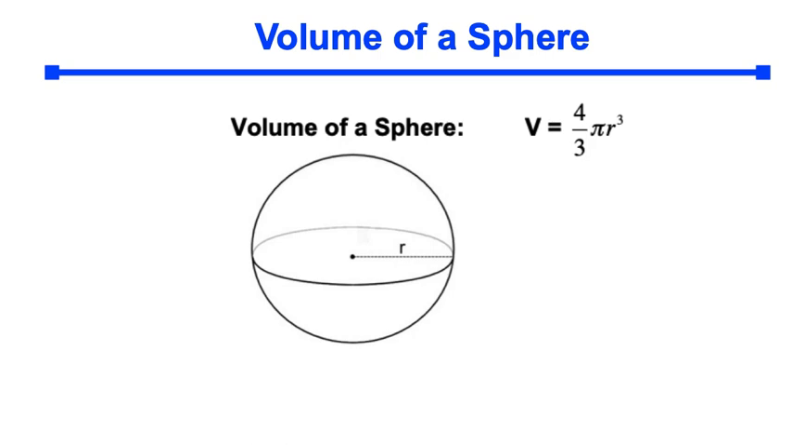In this video tutorial, we're going to be talking about the volume of a sphere. Here you have a picture of a sphere, and the formula for volume is 4/3 times pi times radius cubed. Let's go ahead and check out a quick example.